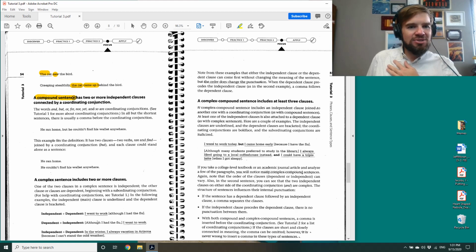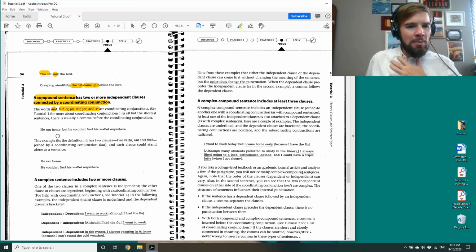All right, a compound sentence. Now, a compound sentence has two or more independent clauses connected by a coordinating conjunction. Here's where your fanboys comes in. So the words and, but, or, for, nor, yet, and so are coordinating conjunctions. In all but the shortest sentences, there's usually a comma before the coordinating conjunction. This is an important comma rule that we will practice as well.